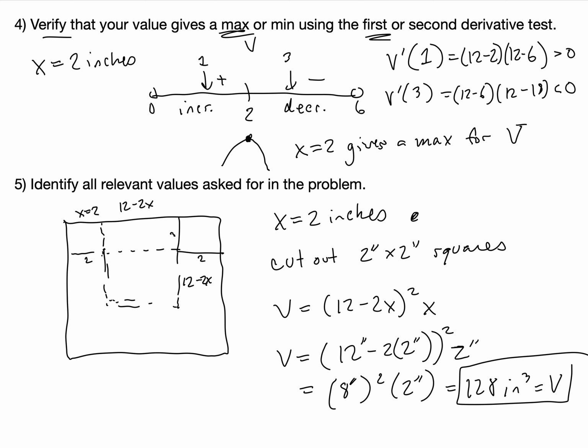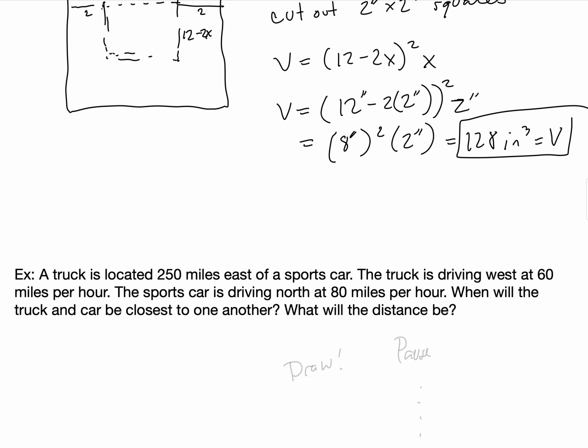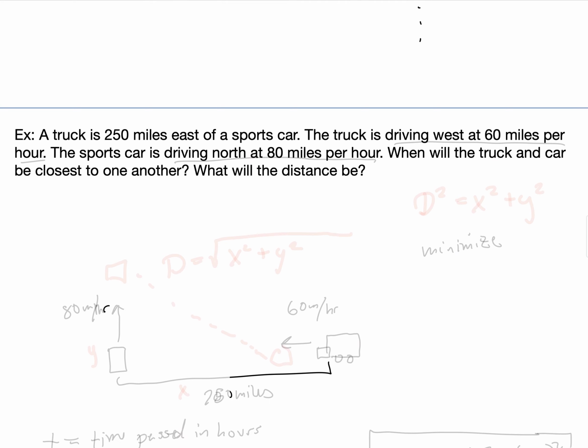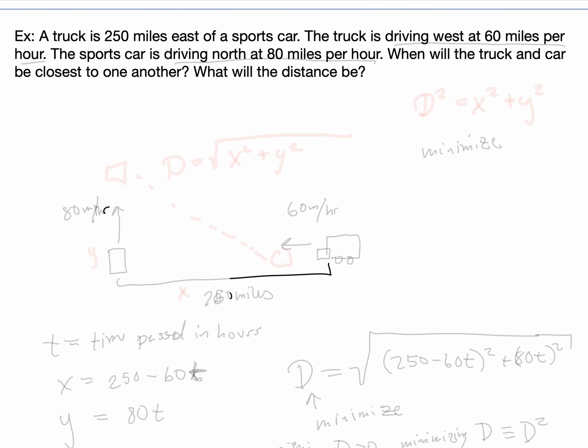Here's another example to try. A truck is located 650 miles east of a sports car. The truck is driving west at 60 miles per hour, and the sports car is driving north at 80 miles per hour. When will the car and truck be closest to one another, and what will this distance be? I encourage you to pause, draw a picture of this, and think about using our process to find this minimum distance.